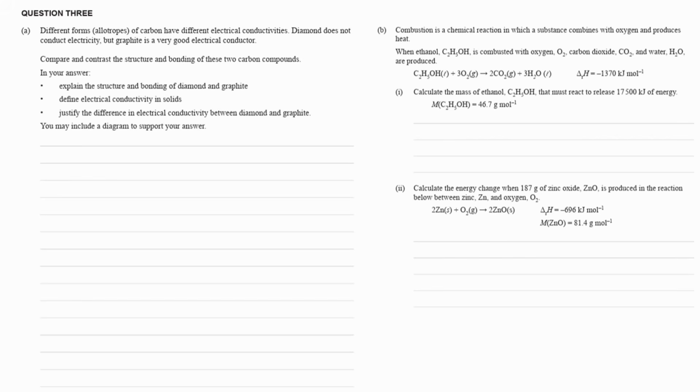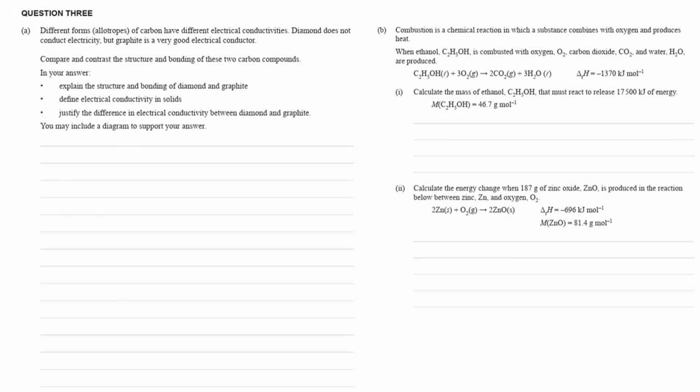Okay, next one, question 3. Carbon has different forms, allotropes, that have different electrical conductivity. Diamond does not conduct electricity, but graphite is a very good electrical conductor. You should have looked at the special example of graphite and how it is a 2-dimensional lattice and it has an extra valence electron. Okay, so it has these delocalized electrons.